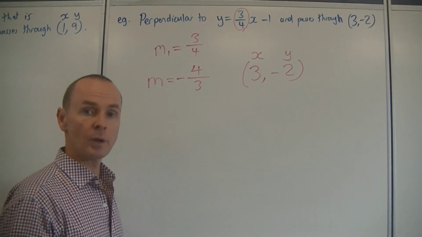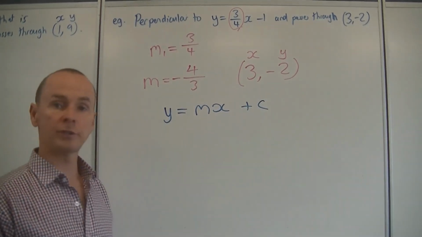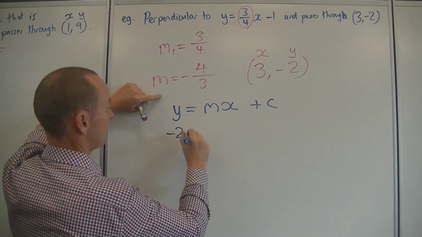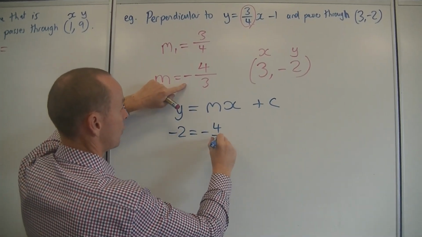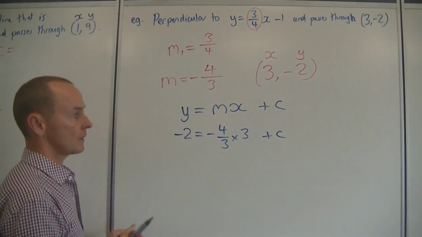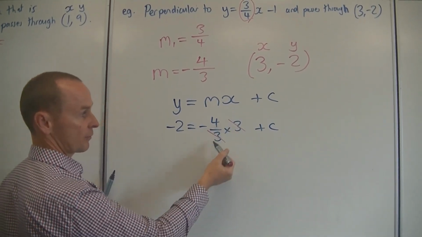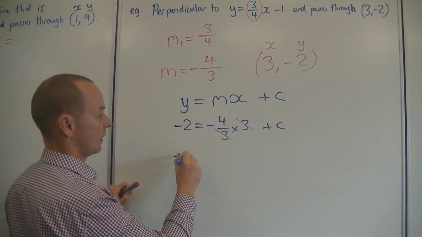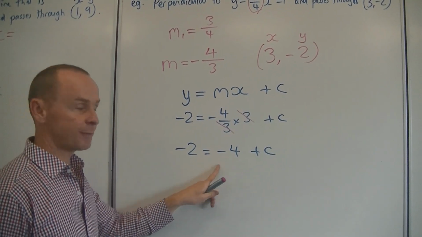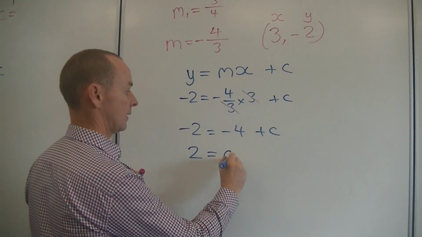So what do we do? We substitute them all into y equals mx plus c, which is a generic formula for the equation of a straight line. So y is -2 equals m, -4/3 times 3, which is x, plus c. We have to solve this. Hopefully you remember that times by 3 and dividing by 3 cancel. So that was convenient. So we've got -2 equals -4 plus c, plus 4 to both sides. Be careful, -2 plus 4 is 2. So c equals 2.